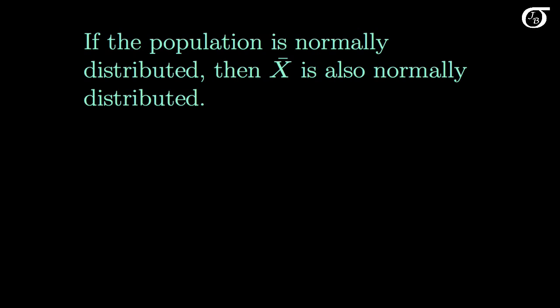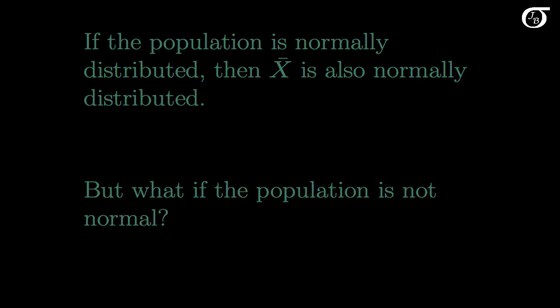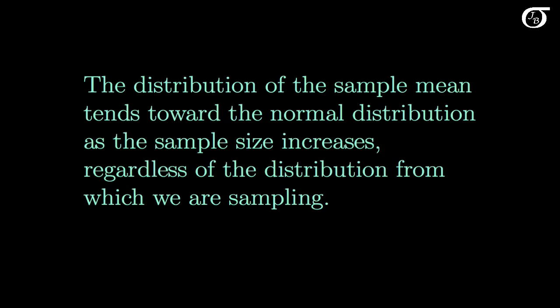As previously discussed, if the population is normally distributed, then the sample mean x bar is also normally distributed. But what if the population is not normal? Well, the central limit theorem addresses this question. The distribution of the sample mean tends toward the normal distribution as the sample size increases, regardless of the distribution from which we are sampling. Let's illustrate this through simulation.